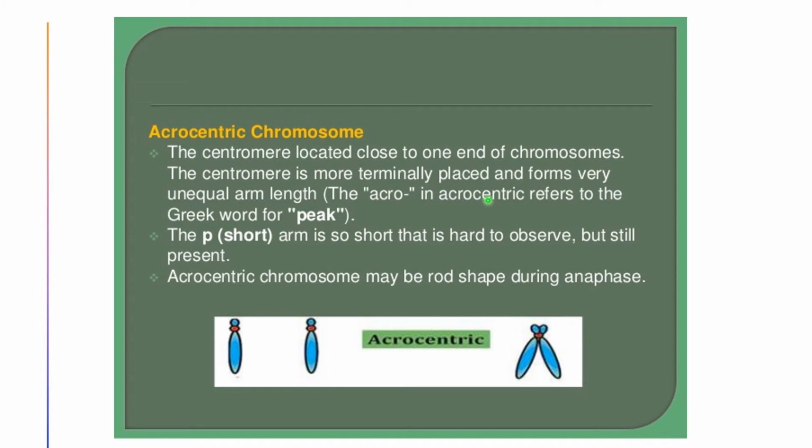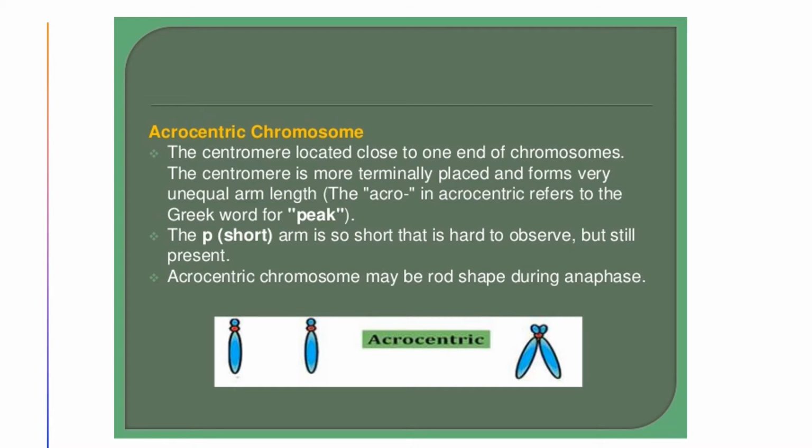Arm means this is one, this is the other of one chromosome. Acro, in acrocentric, refers to a Greek word meaning peak. The centromere is at the peak, so it is called acrocentric. The P short arm is so short that it's hard to observe, but still it's there. It is not visible, but it is present. Okay, and which shape does this acrocentric chromosome represent? Acrocentric chromosome represents a rod-like structure during anaphase. This is about acrocentric chromosome, which shows a rod-shaped structure.